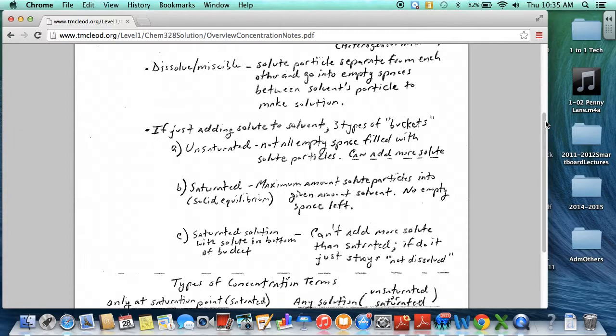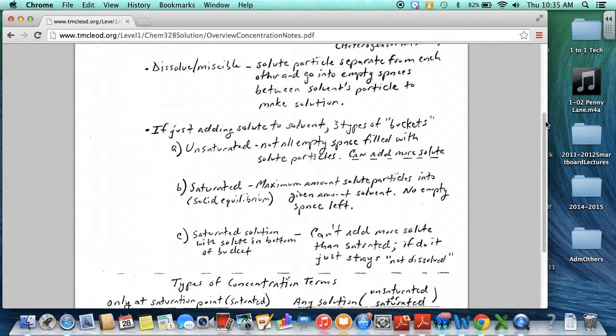If you keep adding solute, there comes a time when you can't put any more in. That's called the saturation point. The solution is said to be saturated, and that is equilibrium. It's solid equilibrium, an equilibrium between the solid solute, in this case, and the ion form of the ionic compound. There is no empty space left.